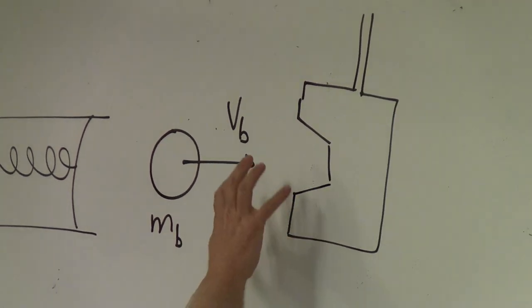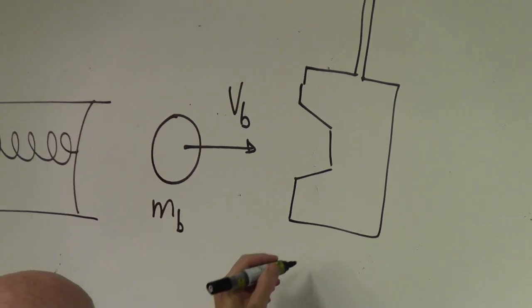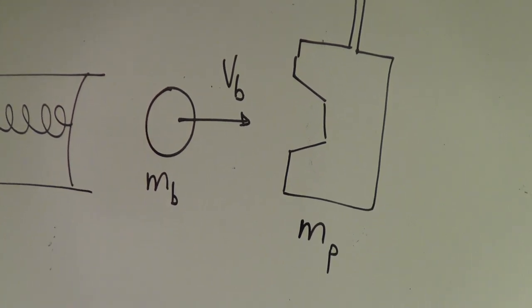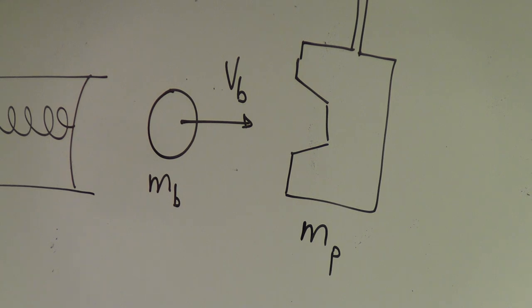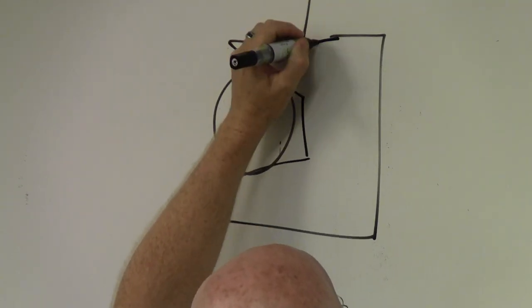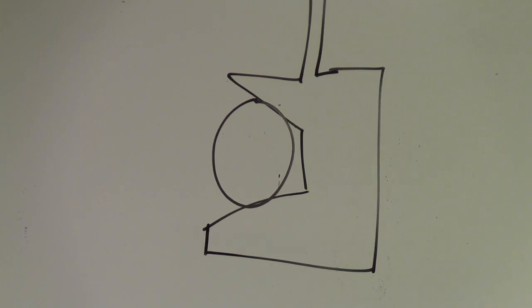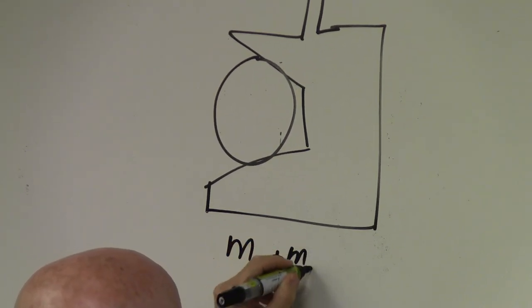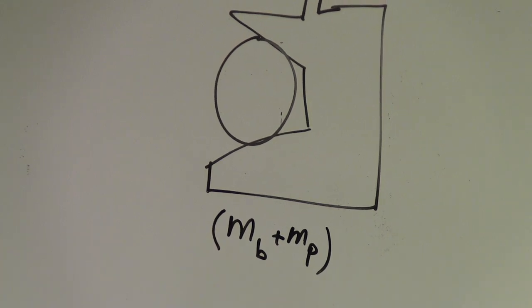This little opening catches the ball, and since we call this a pendulum, let me call this M sub P, the mass of the pendulum. If you imagine this like a video frame by frame, let's call this frame number one. Frame number two is when the ball actually gets lodged into the pendulum, or the ball catcher, and we now have the mass of the ball and the mass of the pendulum as one object, if you will. Now they're hooked together.